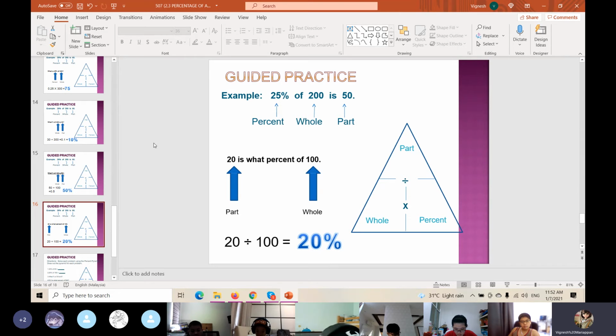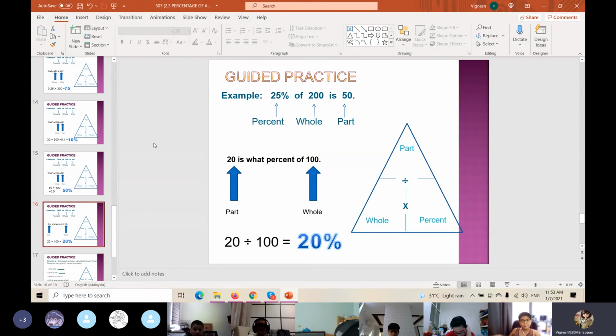Jingza. 20 is what, Jingza? 20 is the part. Whole number is what? Whole number is 100. Okay, 100. So what do you need to find out now? You need to find the percentage. Very good. Okay, what is the formula to find the value of percentage?